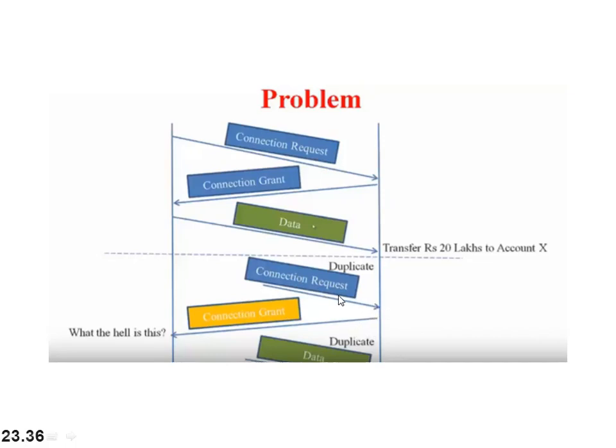Another one is, suppose there was some number associated with the connection request. Let us say every connection request is numbered. This is number 1, and if it gets that duplicate request, its number is also going to be the same. Now if that was there, then process B would have been able to identify that this is a duplicate connection request, and it would have discarded that connection request.